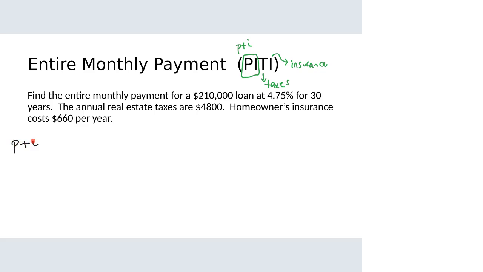We're going to have principal plus interest. That's what we found using the table. That's what we've done in the last couple of problems we looked at. And then we're going to have to look at taxes. That's new. And we're going to have to look at insurance. That's new. So for principal plus interest here, as I look through this problem, I can see that it's a $210,000 loan at 4.75% for 30 years. We'll go back to our table. That'll help us figure this one out.